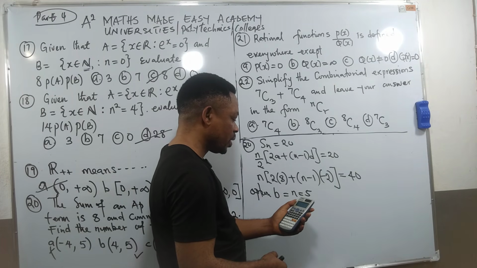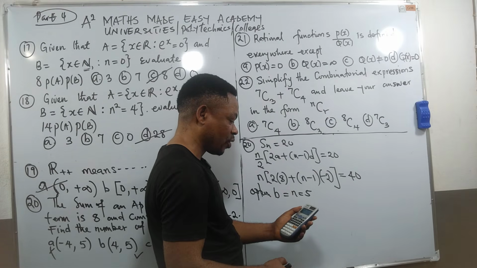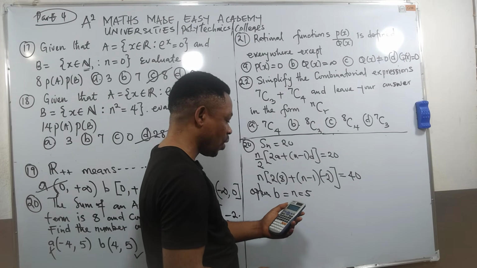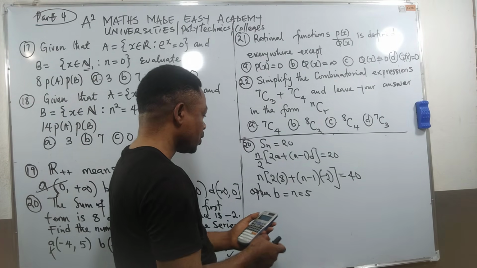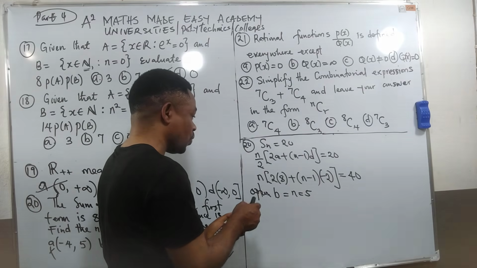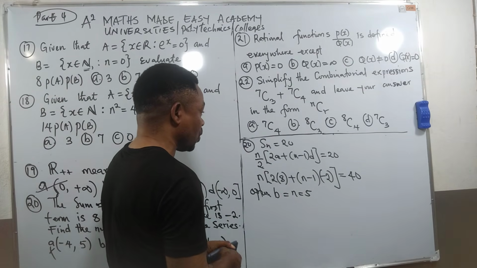Can you see? Wow, it has given me 40. Am I communicating now? It has given me what? 40. Are you with me now? So let me take it again. Let me do what I told you to do using the calculator method.